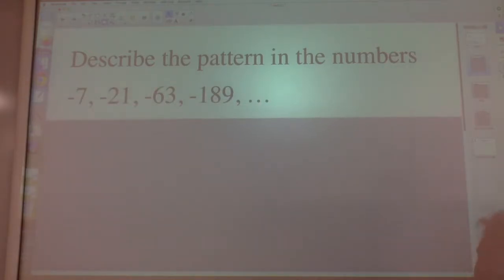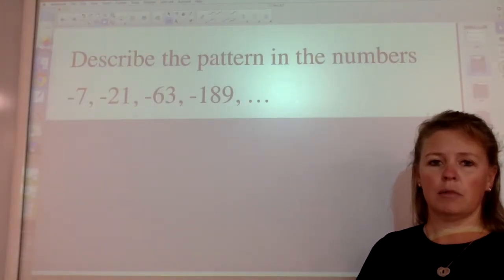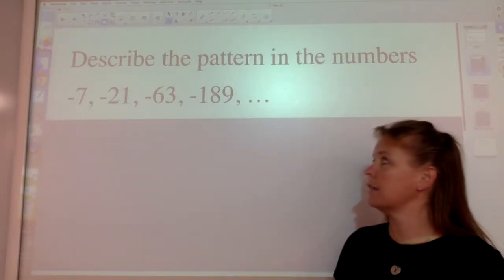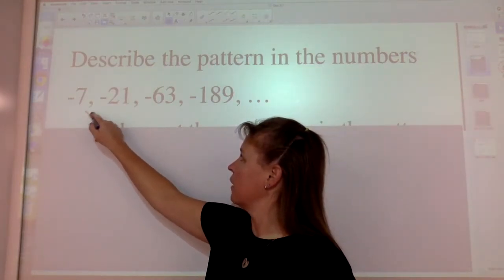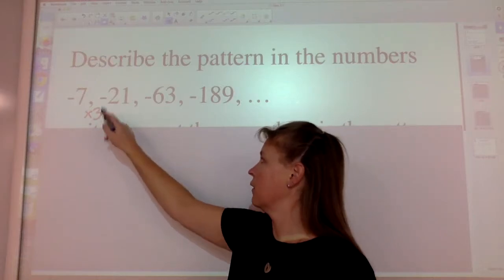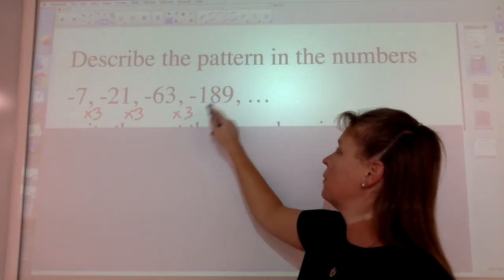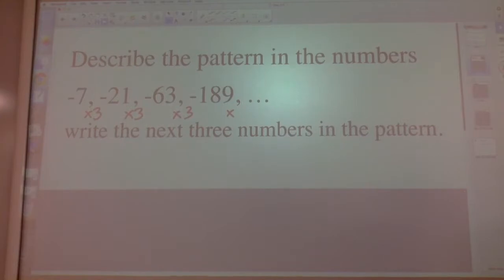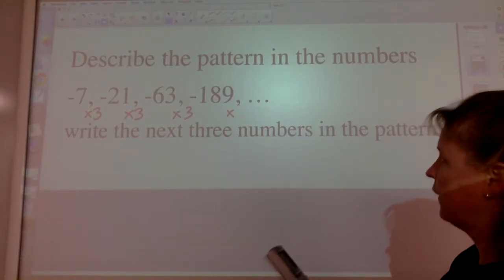Describe the pattern in the numbers. So if you take a look at those numbers, you have -7, -21, -63, -189. You can try adding, subtracting, multiplying, dividing, squaring, anything that is necessary. This one we started out relatively simple, and it recognizes that -7 times 3 is -21, -21 times 3 is -63, times 3. So then it says write the next 3 numbers in the pattern. Go ahead and grab your calculators. Please don't do these in your head and get them wrong because you're doing them too fast.